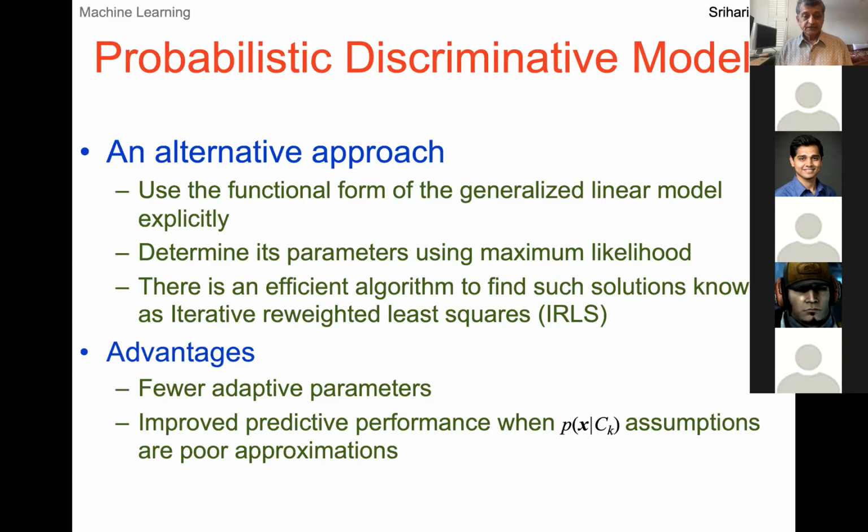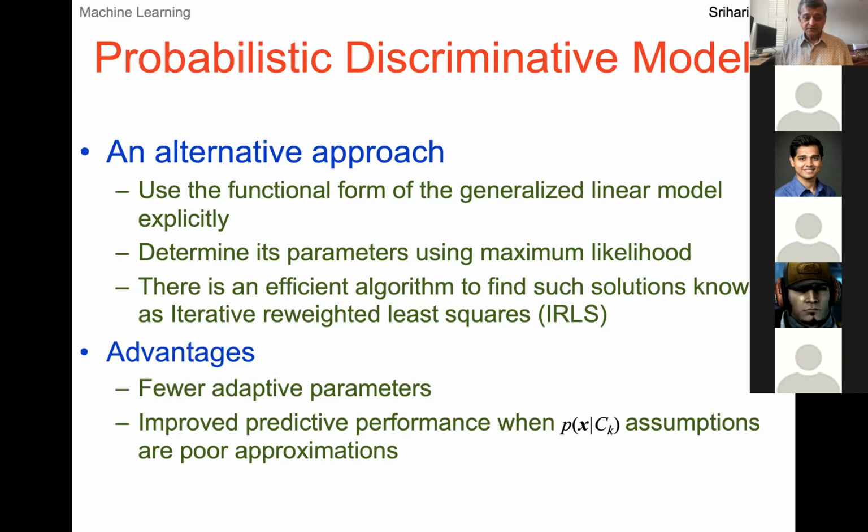And so the advantage of a discriminative model is fewer adaptive parameters. The generative model required lots of parameters. You have to figure out the means of the classes, and you have to figure out the covariance matrix. That's a pretty involved thing where you have to look at how dependent each feature is on each other feature. This doesn't require that many parameters.